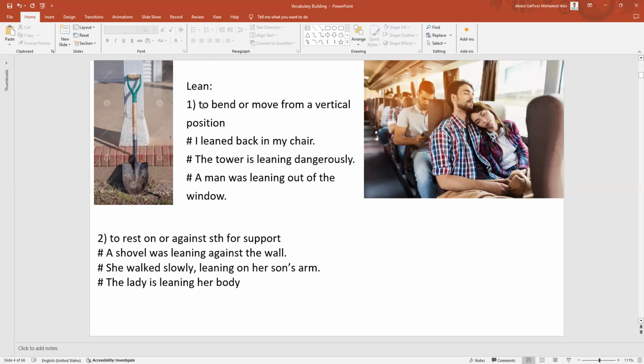Now you see here, lean means to bend or move from a vertical position. You know vertical means a straight position. Normally we say this is vertical and this is horizontal, right? Now from a vertical position, if we move or bend, so the position is like this, we say lean.